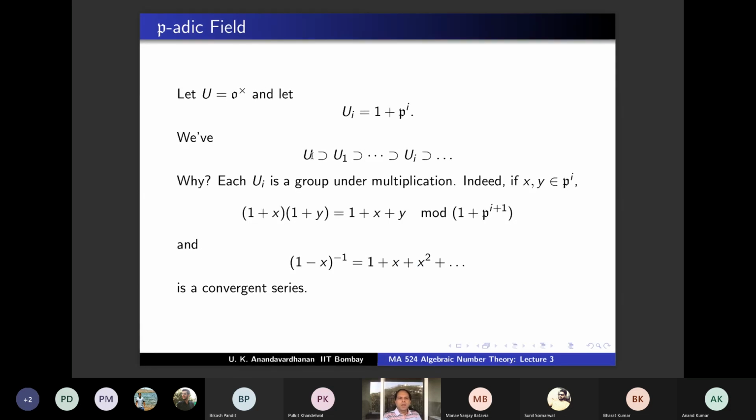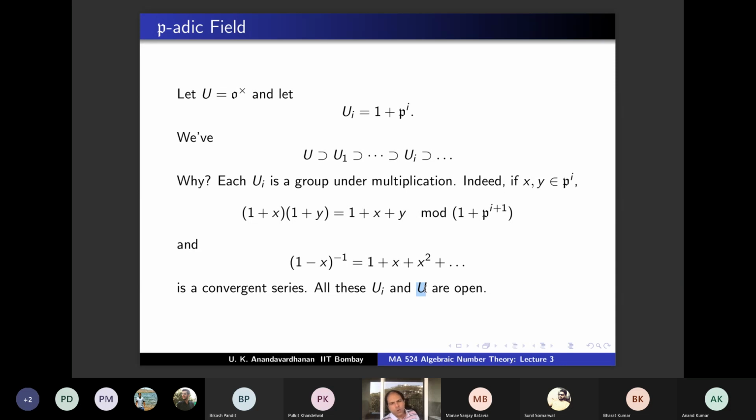So you are getting a filtration, a descending chain of multiplicative groups inside the group of units. And all these are open. Why? First, U is open. Why is U open? Because U is the complement of P in O, and P is closed. Therefore, P is closed in K. P is also closed in O. Yeah, you can check, P is also closed in O.